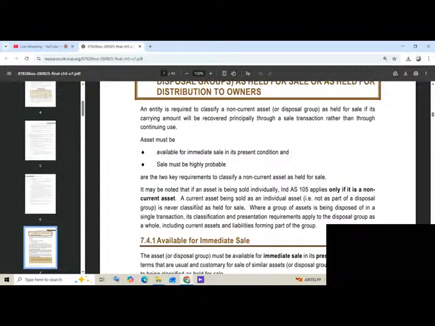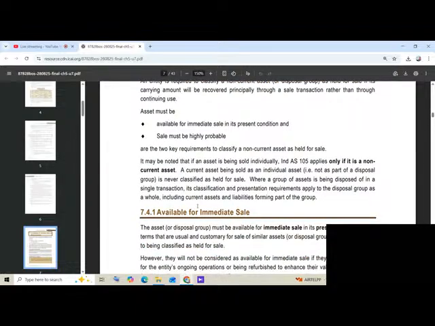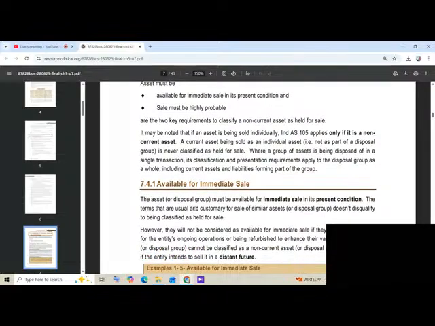It may be noted that if an asset is being sold individually, Ind AS 105 applies only if it is a non-current asset. A current asset being sold as an individual asset, not as a part of a disposal group, is never classified as held for sale. Where a group of assets is being disposed of in a single transaction, its classification and presentation requirements apply to the disposal group as a whole, including current assets and liabilities forming part of the group.